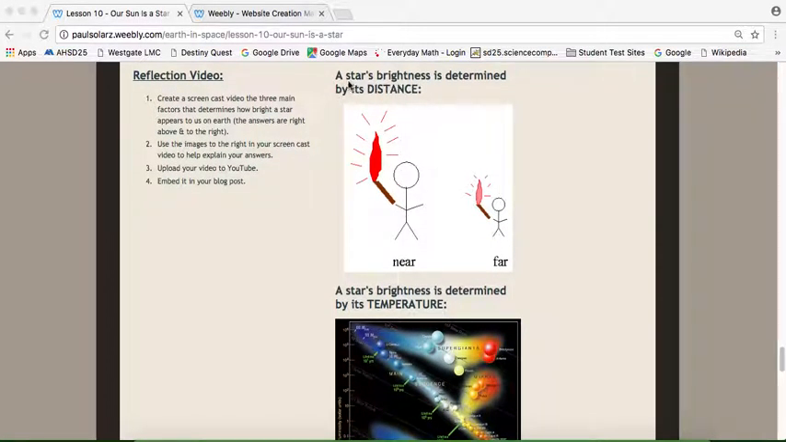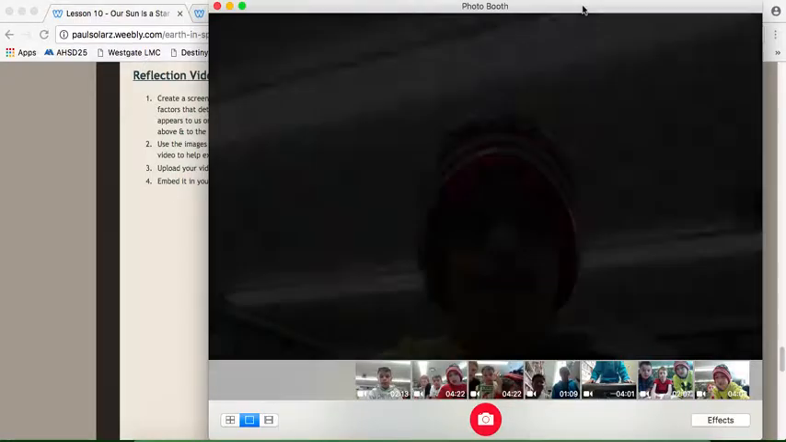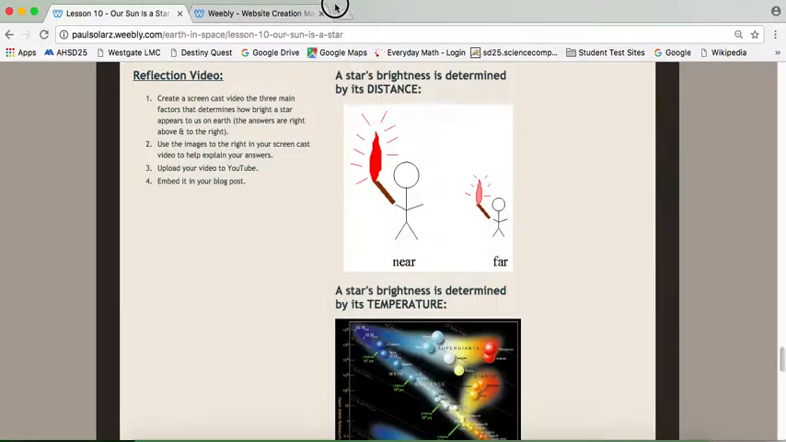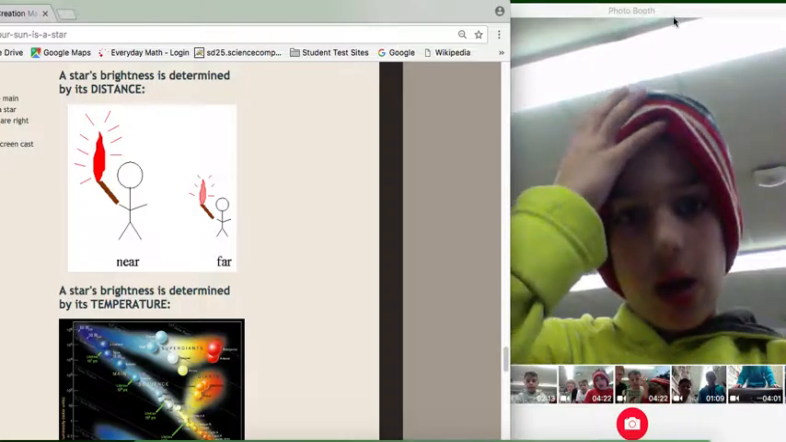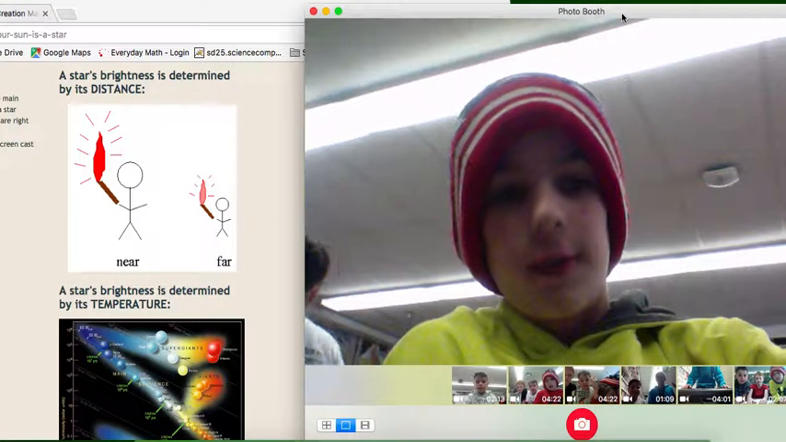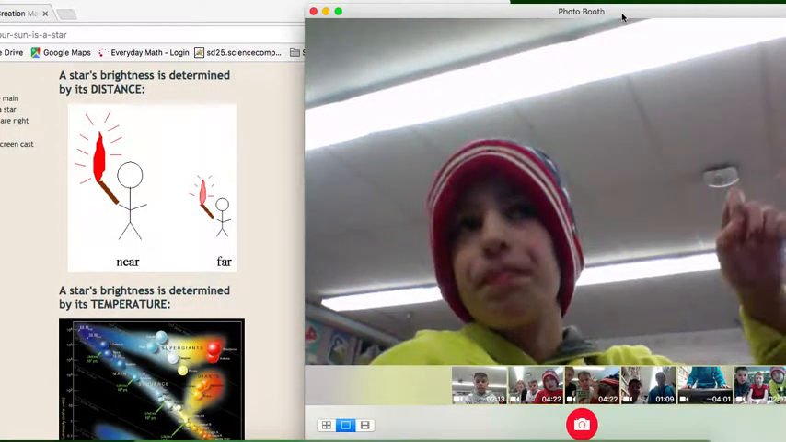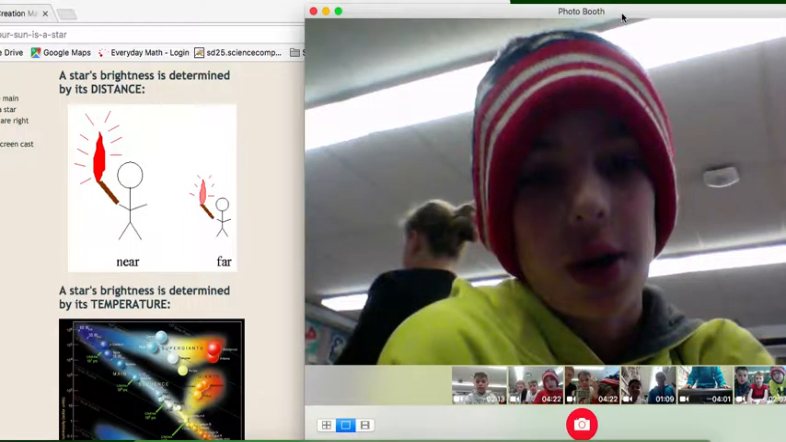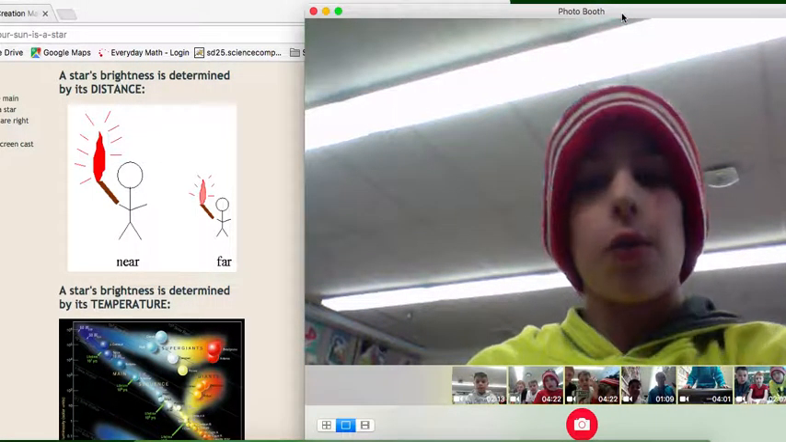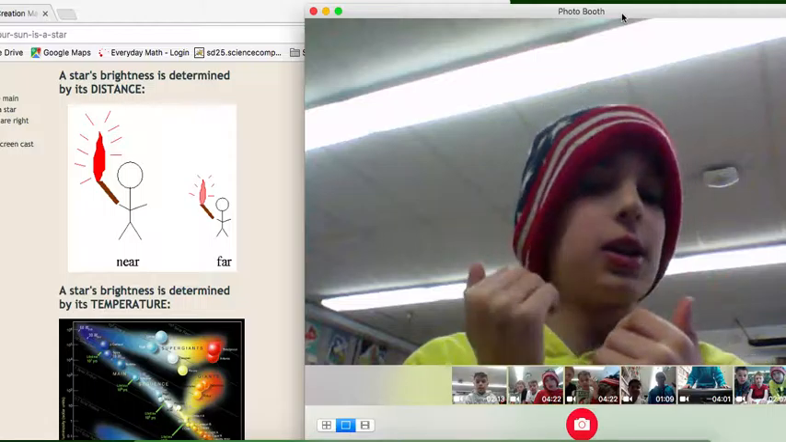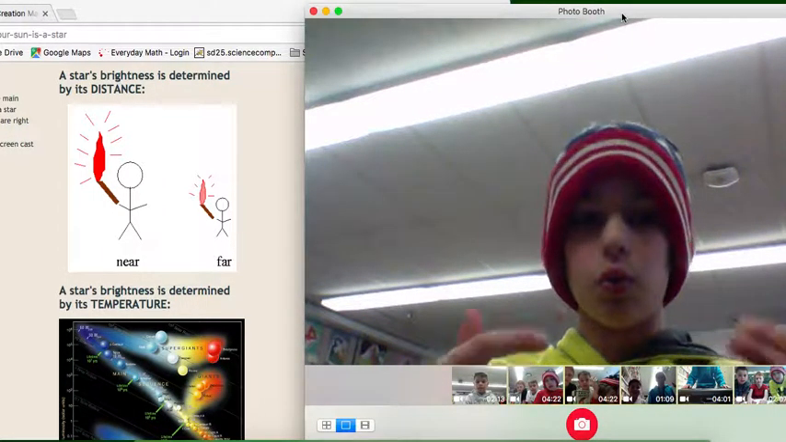One of them is that a star's brightness is determined by its distance. So if you put a flashlight right to your face, like this, it will be very bright. But if you have a flashlight like 30 feet away, it won't be as bright. So that also contributes to stars.